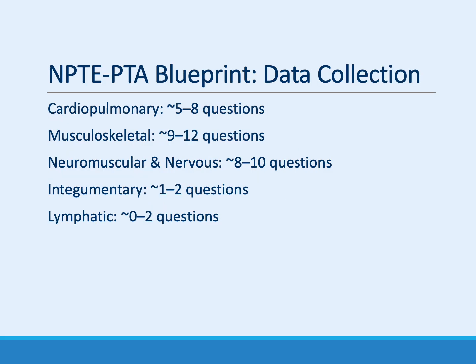So overall, the approximate exam blueprint for data collection: cardiopulmonary contributes 5 to 8 questions. Musculoskeletal and neuromuscular are the heaviest hitters, so 9 to 12 and 8 to 10 questions for each of those. Lymphatic usually only contributes a small amount, and you've got 1 to 2 for integumentary too. This gives you a breakdown to guide your studying, not necessarily to say that you can blow off integumentary or lymphatic, but just to give you an idea of how to guide through it. You want to make sure that you can answer what's normal, what's abnormal, and what you would do next for each system. Make sure we just spend extra time with the big 3.